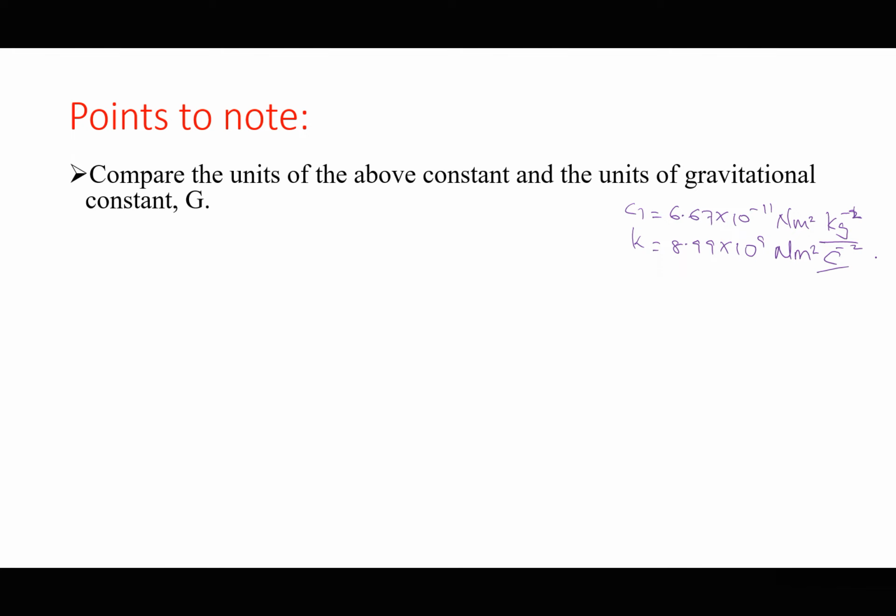So in comparing the magnitudes, you are going to first of all notice that the magnitude of K is about 20 orders larger than the magnitude of G. Because when I divide 10 power 9 by 10 power negative 11, I'll get 10 power 20. So it means K is about 20 orders of magnitude larger than G. What is the implication of that?